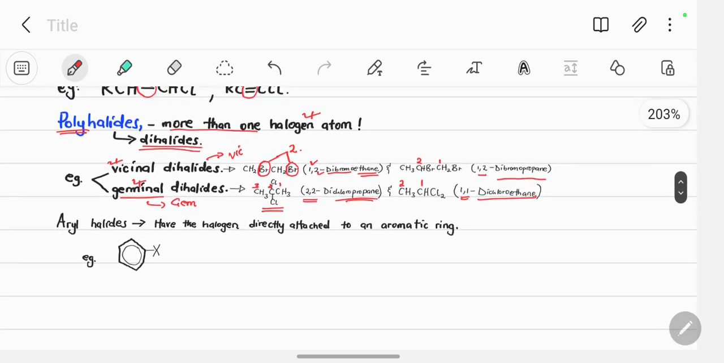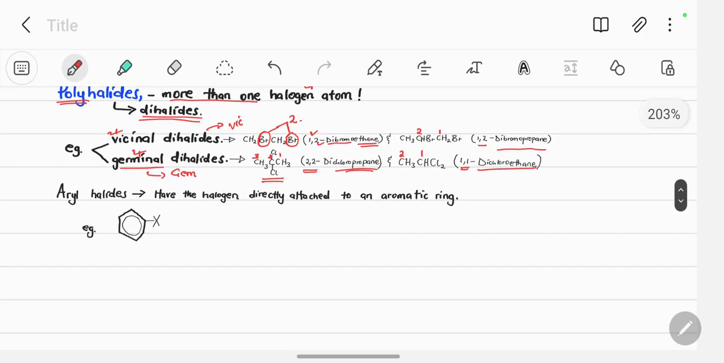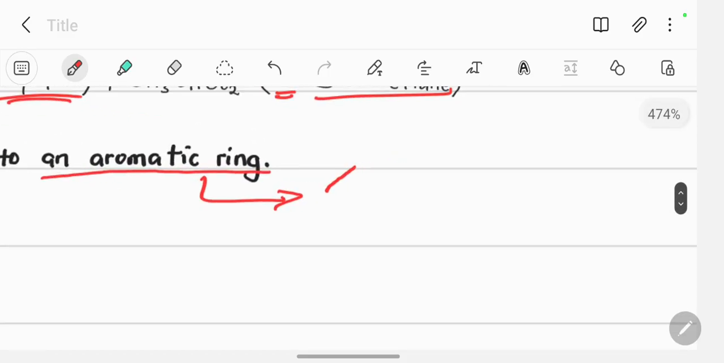Then I'm having aryl halides. Aryl halides are those with a benzene ring directly attached to the halogen. So the halogen is directly attached to an aromatic ring. Aromatic rings are these benzene rings here.